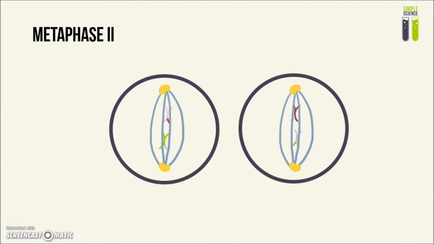Next, we have metaphase 2, which is basically when the spindle fibers form across the cell like this, and the chromosomes are positioned at the equatorial plane of the cell. However, you need to note that in metaphase 1, the spindle fibers are formed in this direction, whereas in metaphase 2, the spindle fibers are formed in this direction, so the directions are perpendicular to each other.